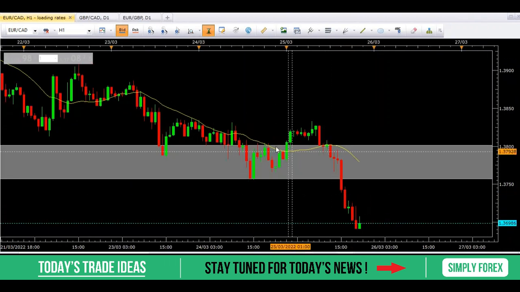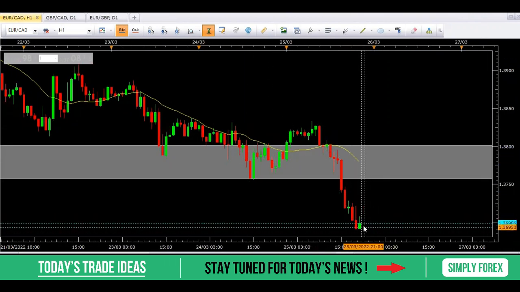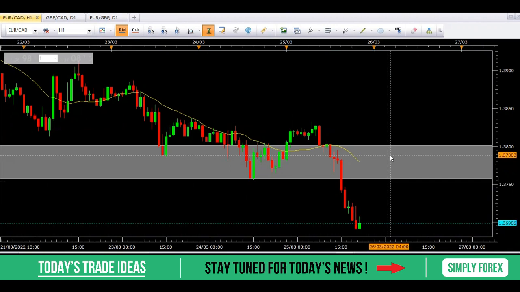So guys, we've got this grey zone here. What I want to see is price retrace up into this grey zone. I want to see a bearish candlestick pattern form. Then that's our trigger to enter the trade.